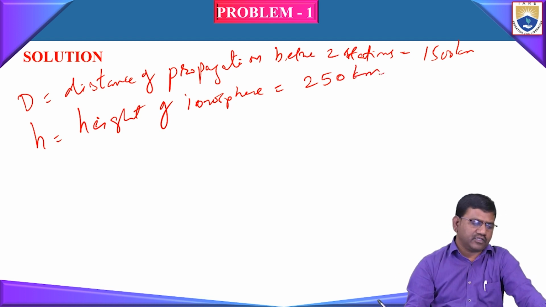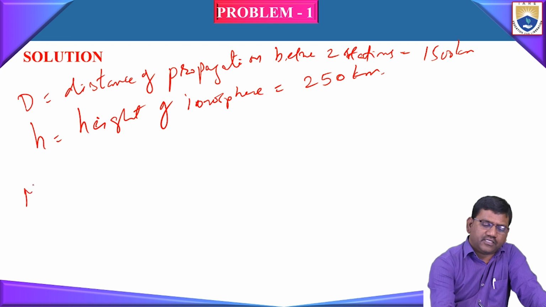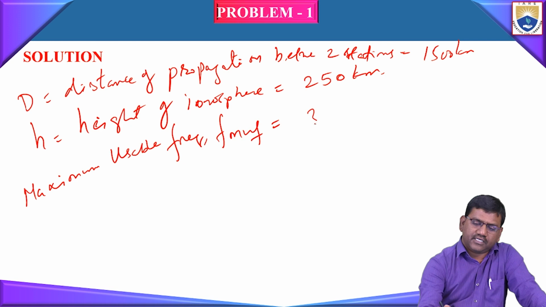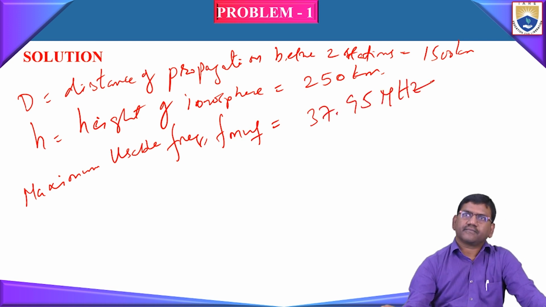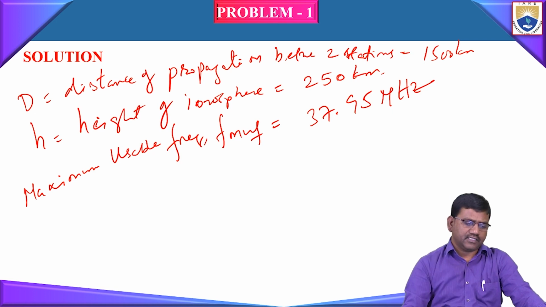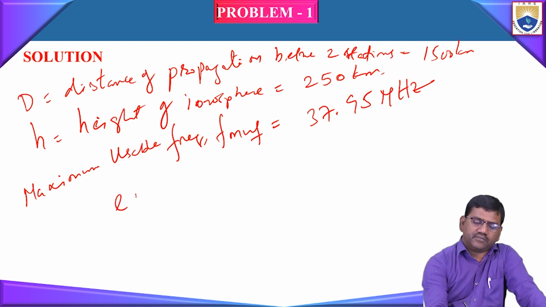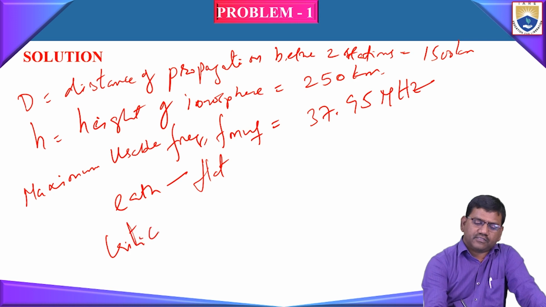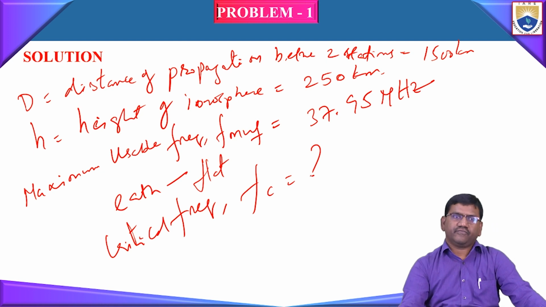The ionospheric region is given as 250 kilometers. The maximum usable frequency, f MUF, is given as 37.95 megahertz. Here the earth is assumed as flat. And what is the critical frequency? That is Fc, which we need to find out.